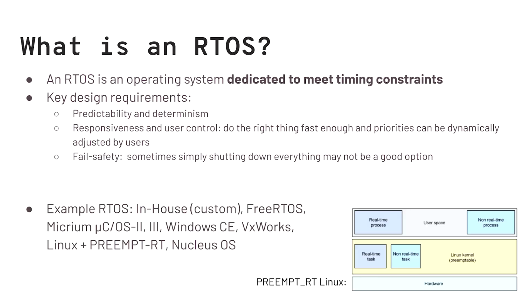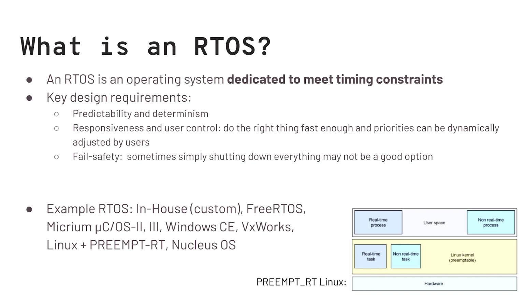Examples of real-time operating systems: sometimes they're just custom, built by the vendors, and there are some that are open, or you get a license: FreeRTOS, Micrium, Windows, VxWorks, Nucleus. And Linux has a PREEMPT_RT patch that transforms Linux into a real-time operating system by making sure that the kernel functions are preemptible. In the non-real-time version of Linux, you cannot preempt the kernel functions. But with the real-time patch, all the kernel functions are preemptible, so you can have the timing guarantees.